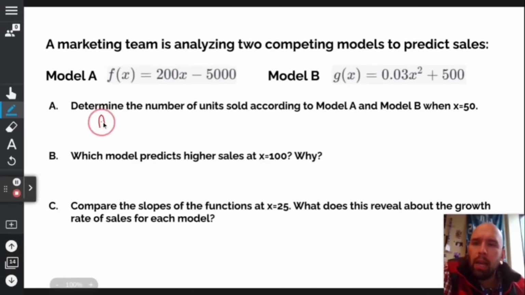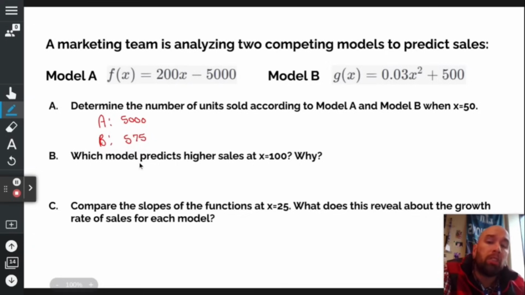So model A gives us 5,000 and no calculator needed for that. I could have just done that. If I plug in 50, it is 5,000. And then B ended up being, what was it, 575. All right.